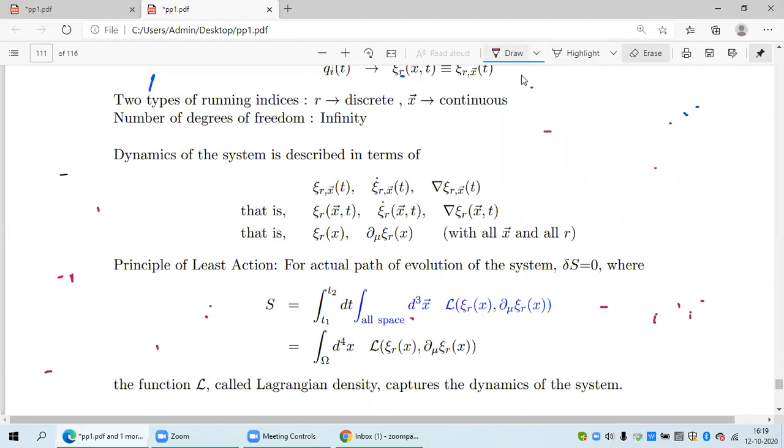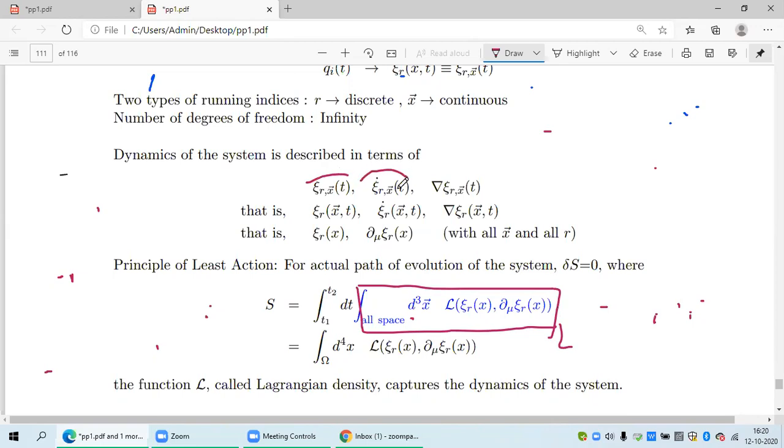Sir, here x is continuous, you say, yes. But this whole thing is the Lagrangian. This entire thing is the total Lagrangian, the Lagrangian of the system of fields, and this is a function of these two.